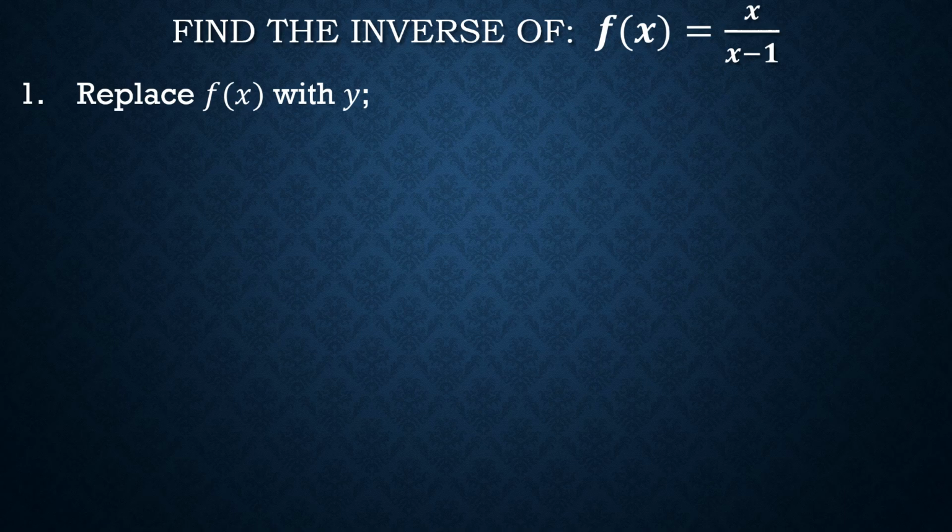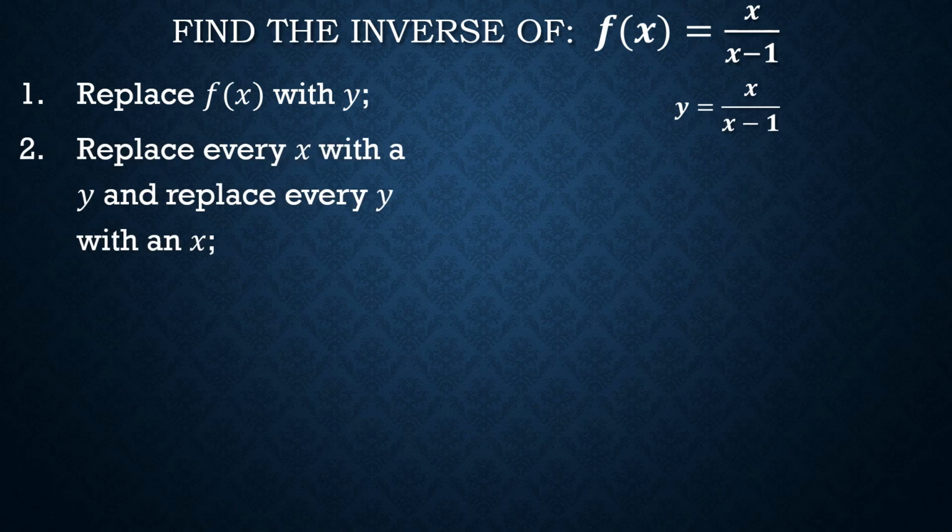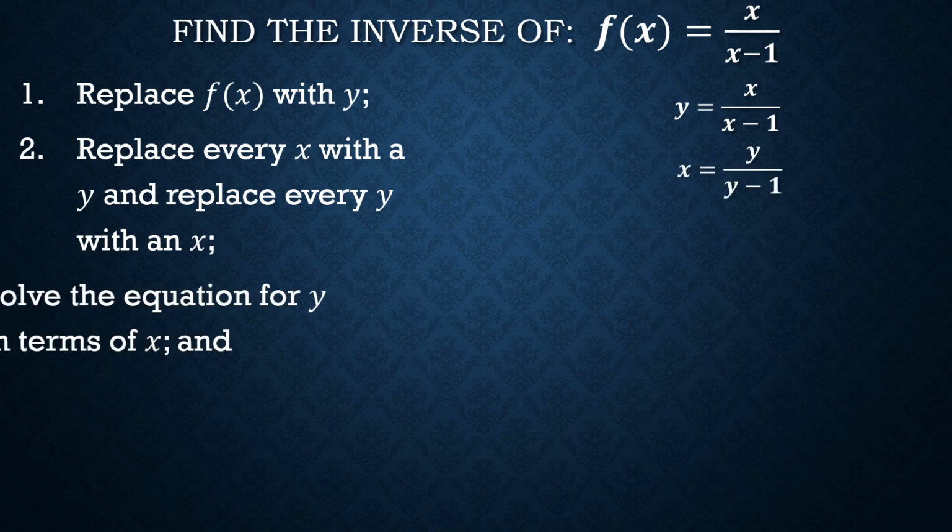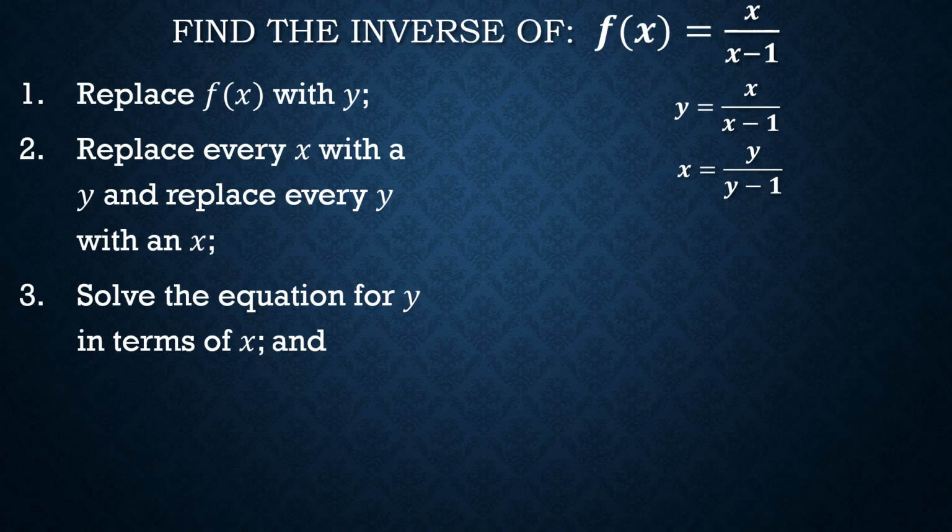Another example, we're going to find the inverse of f of x equals x over x minus 1. So, first step, we're going to replace f of x with y. So, magiging y equals x all over x minus 1. Step number 2, we're going to replace every x with a y and replace every y with an x. So, magiging x equals y all over y minus 1. Next step, we are going to solve the equation for y in terms of x. Ibig sabihin, dapat y na lang matira sa both sides.